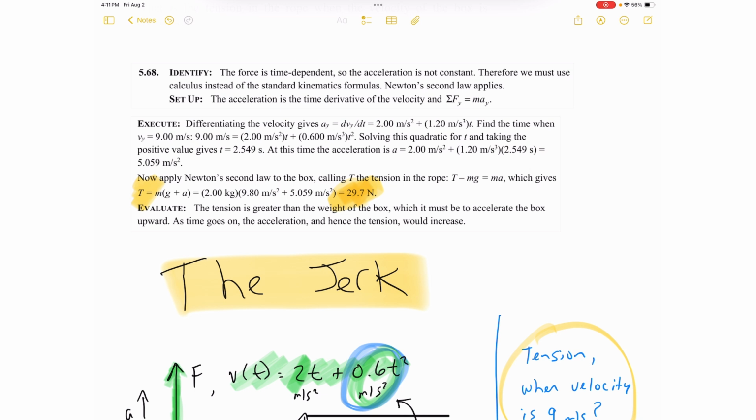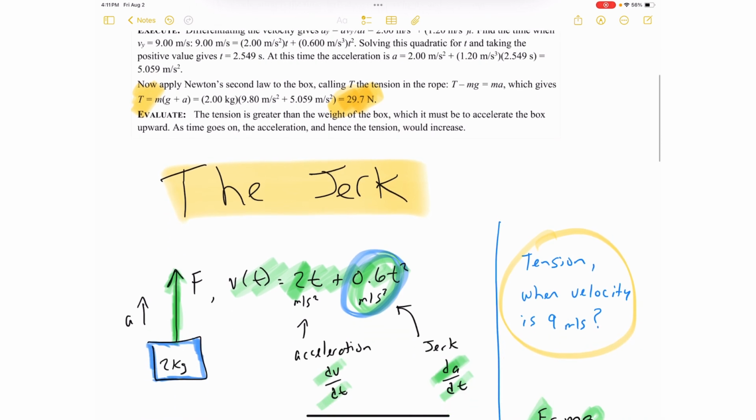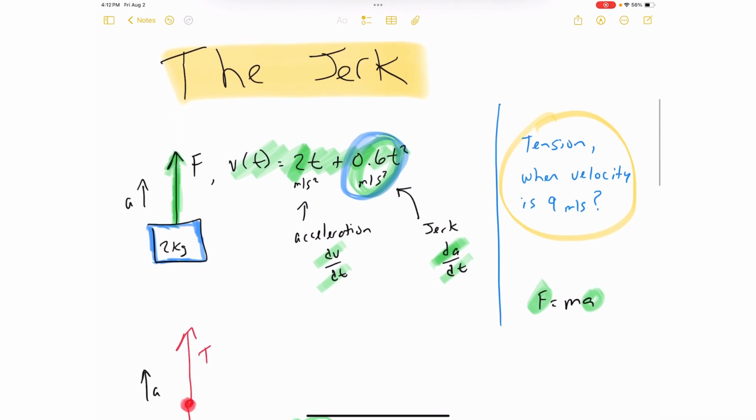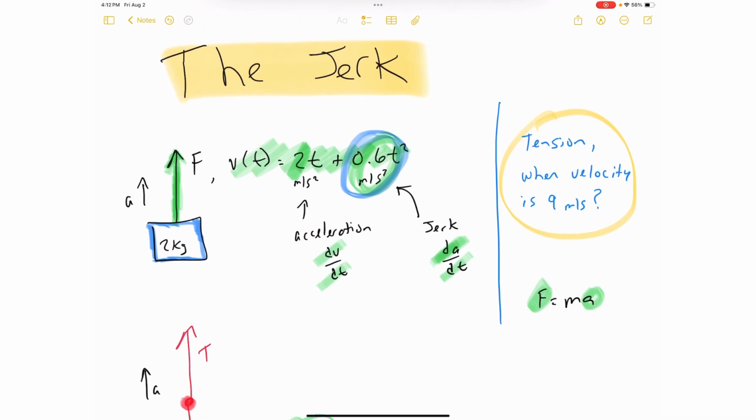Once again, just to recap, the force of the tension is not constant. The reason it's not constant is because the acceleration is not constant. And the reason the acceleration is not constant is because there is jerk. Okay? So the jerk is causing the acceleration to not be constant, therefore the force is not constant.